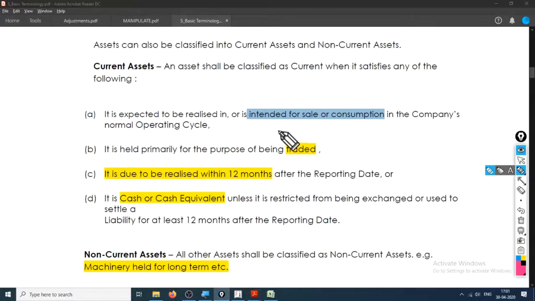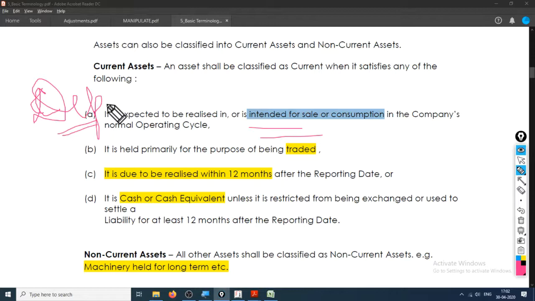A quick video on how companies manipulate and save themselves from the calculation of depreciation. In the last video on manipulation, we learned that even if we classify those expenses as capital expenses, we will be paying depreciation on them. But when do we not pay depreciation on assets? That is when it is a current asset.